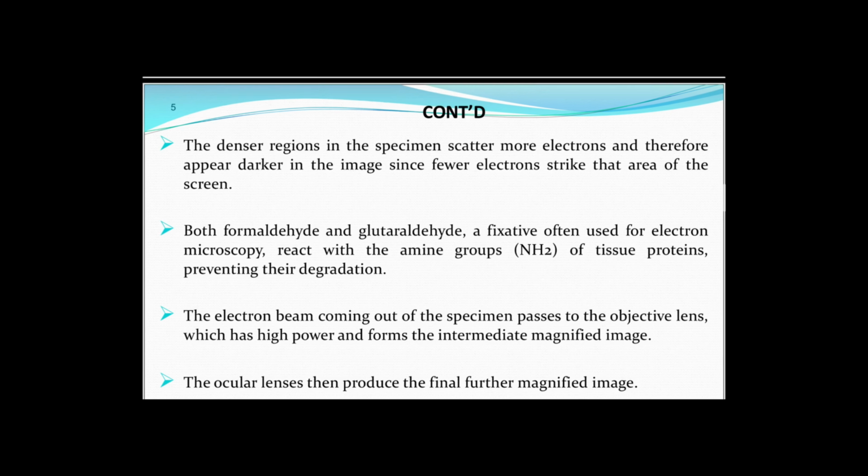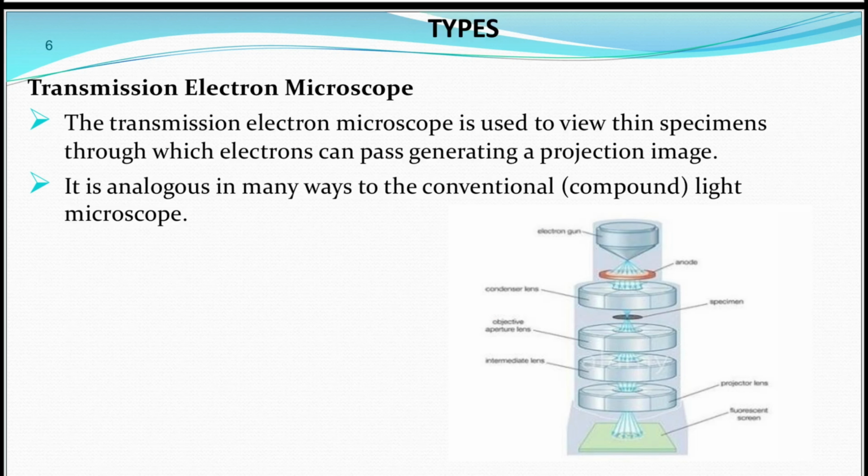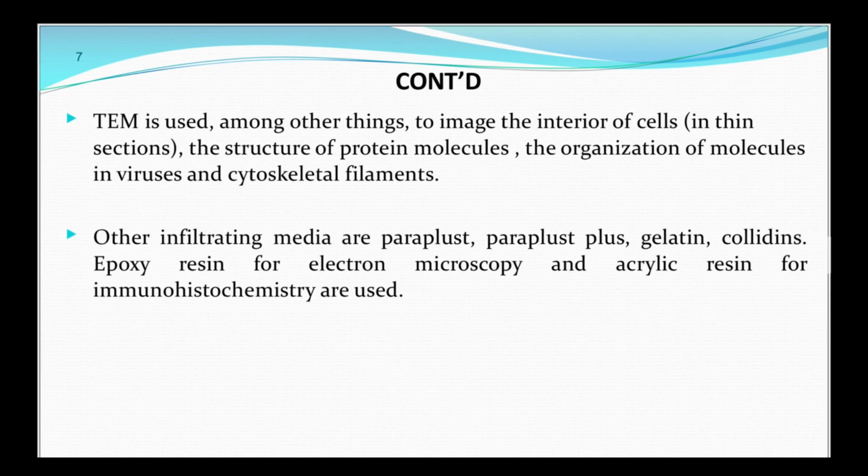What are the types of electron microscope? We have the transmission electron microscope. The transmission electron microscope is used to view thin specimens through which electrons can pass, generating a projection image. Then it is analogous in many ways to the conventional light microscope.